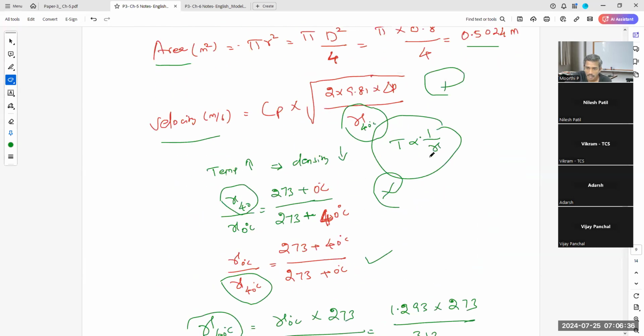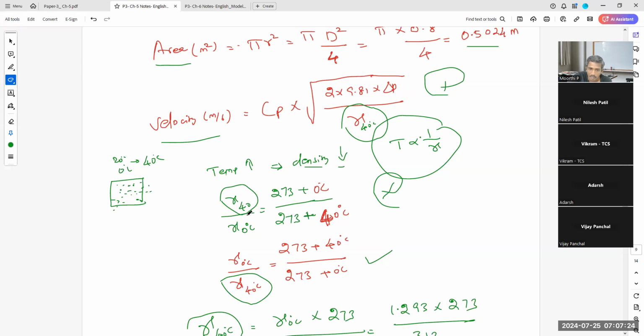Basically, only the temperature correction. Temperature increases. When air molecules are in one place, here at 0 degrees Celsius or 20 degrees Celsius, now I'm going to increase to 40 degrees Celsius. Then what will happen? The molecules get heat energy, then they expand and go outside. Then the density is going to reduce. So temperature is inversely proportional to the density. This is basic. Whenever the temperature increases, density reduces.